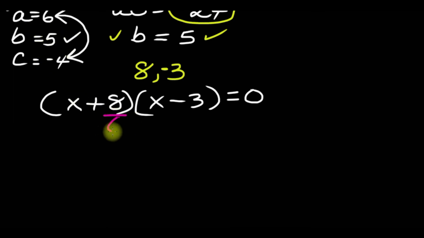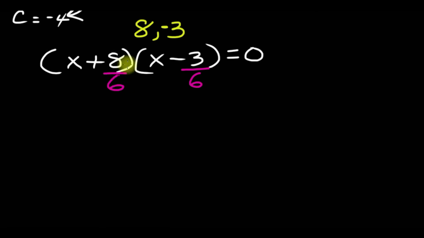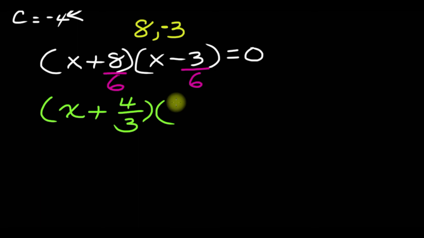Now we have to divide by 6. So you divide that by 6 and you divide this by 6. Okay, so now we're going to reduce. You have to reduce. So x plus, this one you reduce by 2. When you reduce by 2, you get 4 all over 3, right? You divide each number by 2. Now here you reduce by 3, so you divide each number by 3. So it's going to be 1/2 equals 0, right?